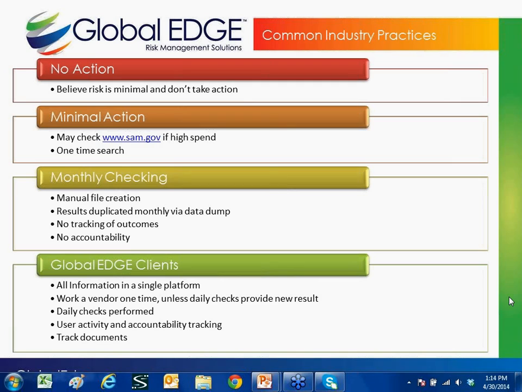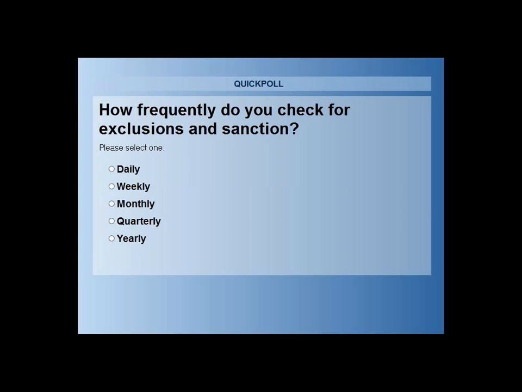Let's take a moment and let us understand when you sanction check your vendors by responding in the survey question displaying.